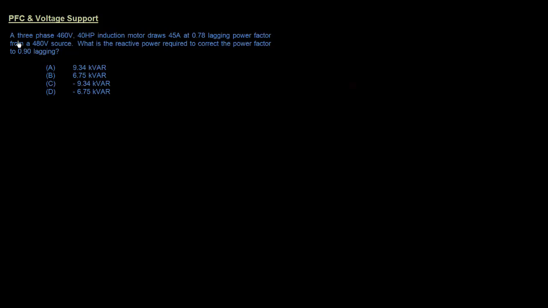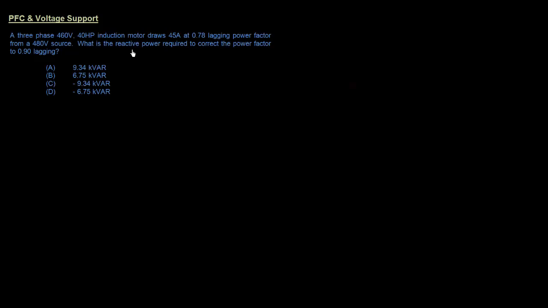What we've been told is that there's a three-phase 460 volt 40 horsepower induction motor which draws 45 amps at 0.78 lagging power factor from a 480 volt source. We've been asked what is the reactive power required to correct the power factor to 0.9 lagging. So the question is to find the reactive power.